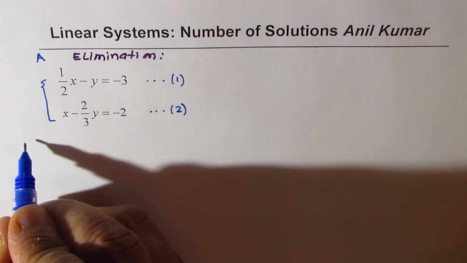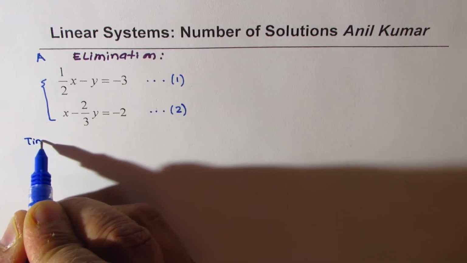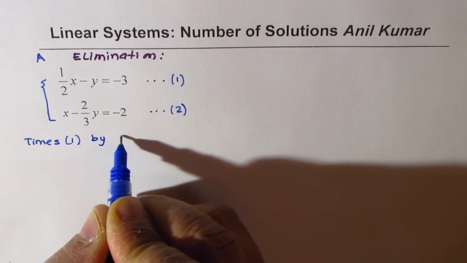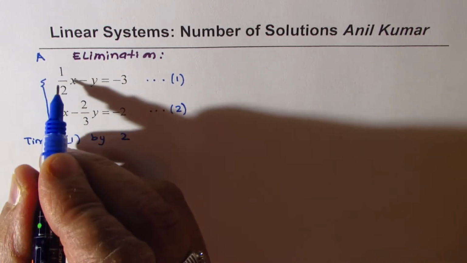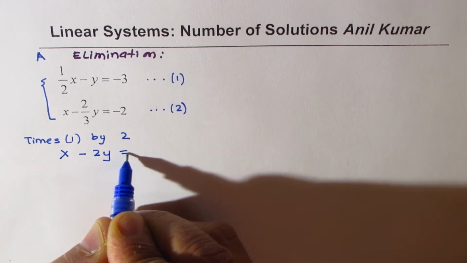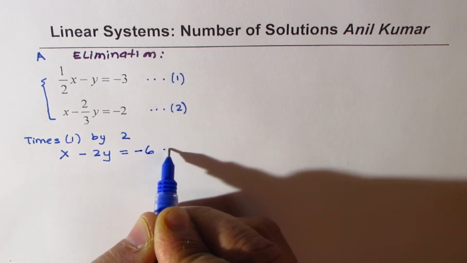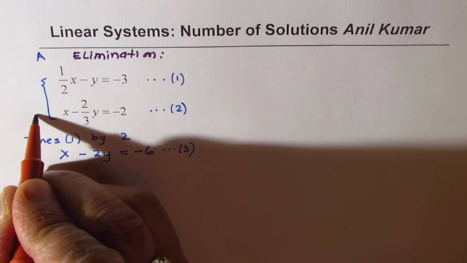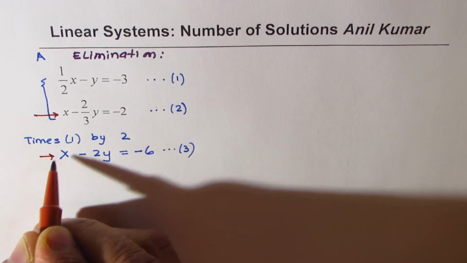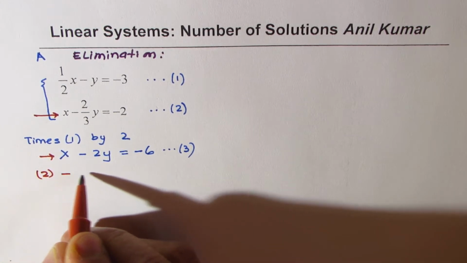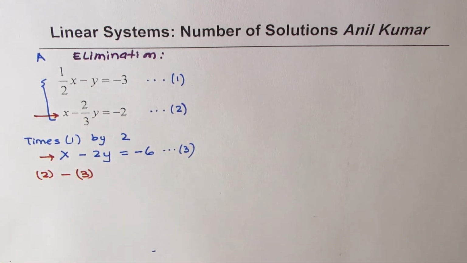So what I will do here is we'll multiply equation 1 by 2. And then what do we get? We get x minus 2y equals minus 6. And let's call this equation 3. Now as you can see, in equations 2 and 3, the coefficients of x are 1, exactly the same. So if I do equation 2 minus equation 3, what do I get?